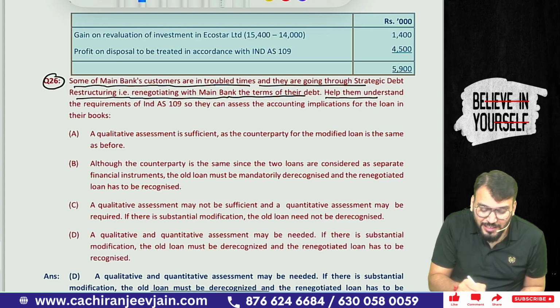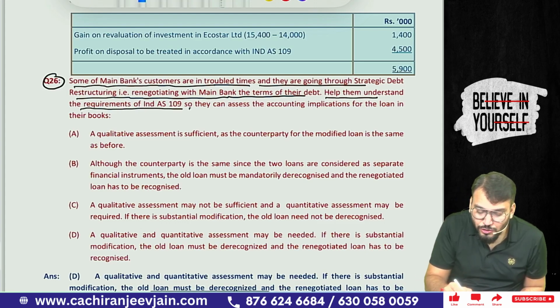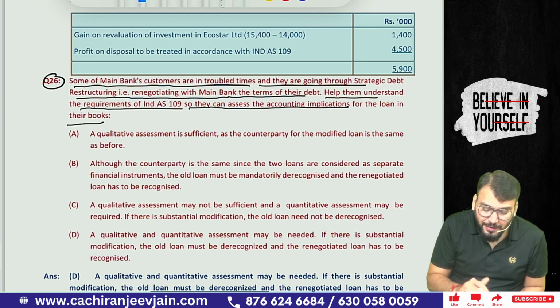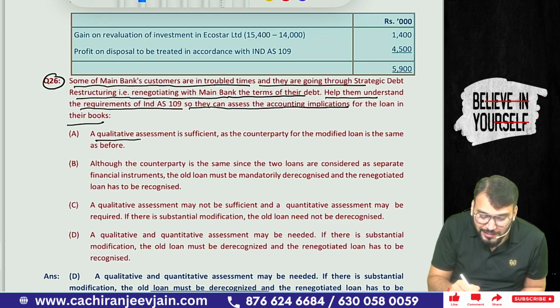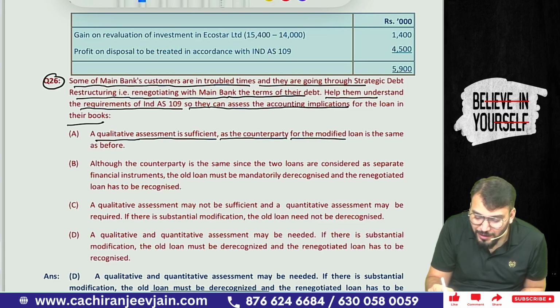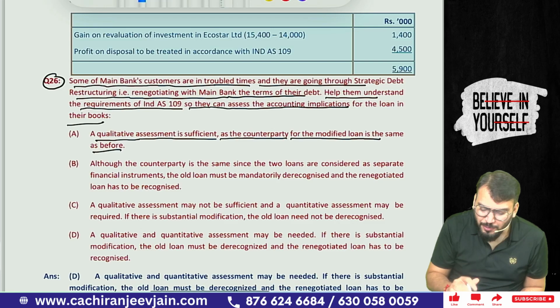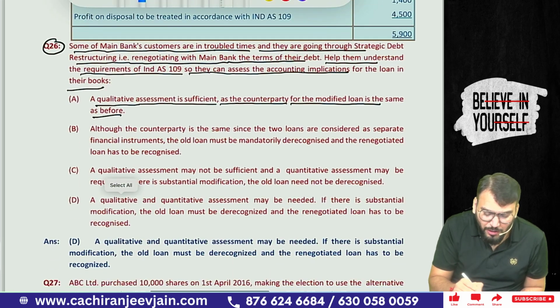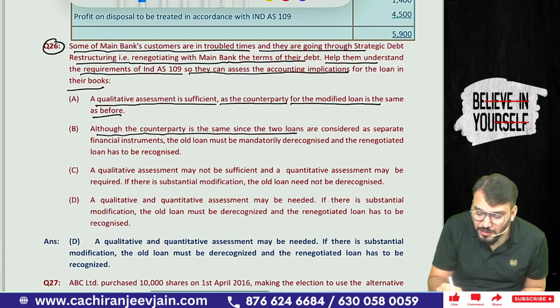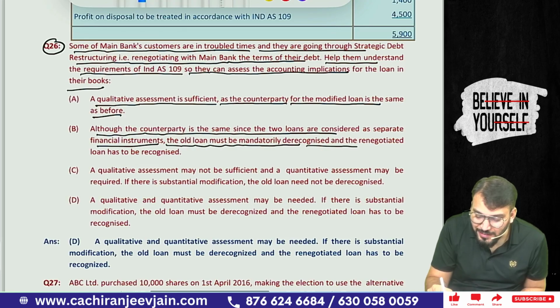Help them understand the requirement of Ind AS 109 so they can assess the accounting implication for the loan in their bank. A qualitative assessment is sufficient as the counterparty for the modified loan is the same as before. Let me read all the options. Although the counterparty is the same, since the two loans are considered as separate financial instruments, the old loan must be mandatorily de-recognized and the renegotiated loan has to be recognized.